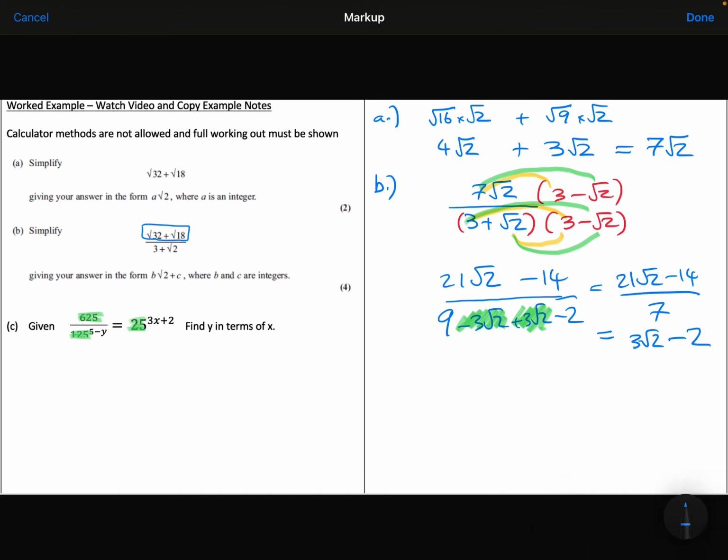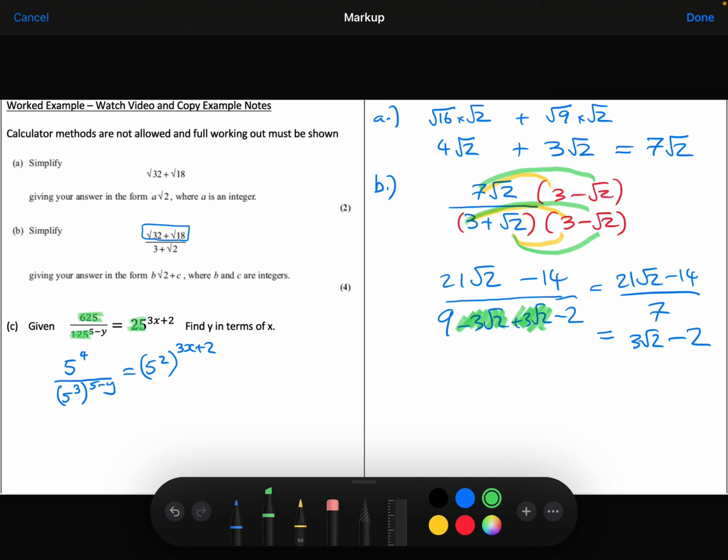So because all of these things can be written with 5 as the base, that's how I'm going to start this question. So the 625 becomes 5 to the power 4. The 125 becomes 5 to the power 3. And let's not forget that that is all to the power of 5 minus y. The 25 is the same thing as 5 squared, and again that is to the power of 3x plus 2.